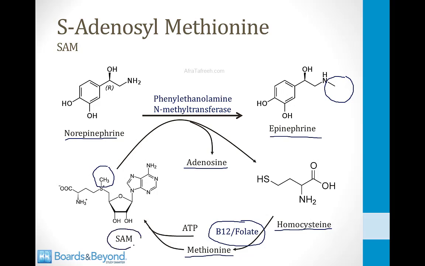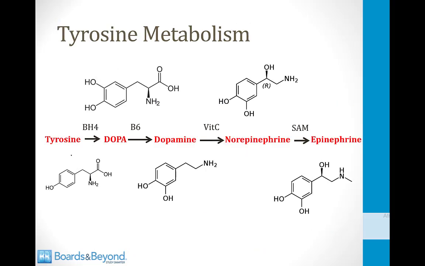used to regenerate SAM. And in another module, I will talk about the amino acid homocysteine, but you can already see from this picture that if you are deficient in B12 or folate, you will end up with elevated levels of homocysteine. And indeed, one of the causes of high homocysteine levels is a deficiency of either of these two vitamins right here.